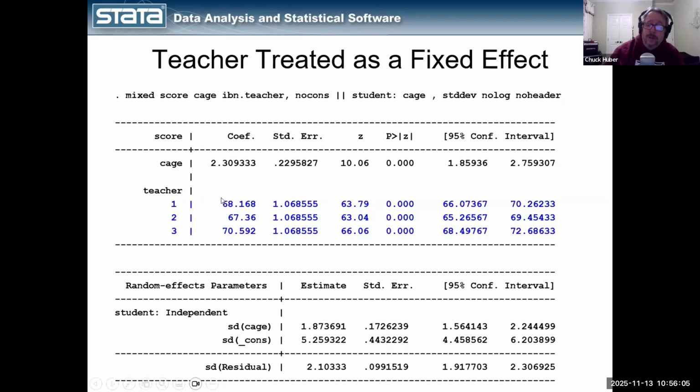The other thing I like about this is now I can see the mean in each of the teacher's classrooms, and I can see that teacher 2 had the lowest mean and teacher 3 had the highest mean. And that might be useful information. That might actually be more useful in your particular situation rather than knowing the standard deviation of all of the classrooms about the grand mean.